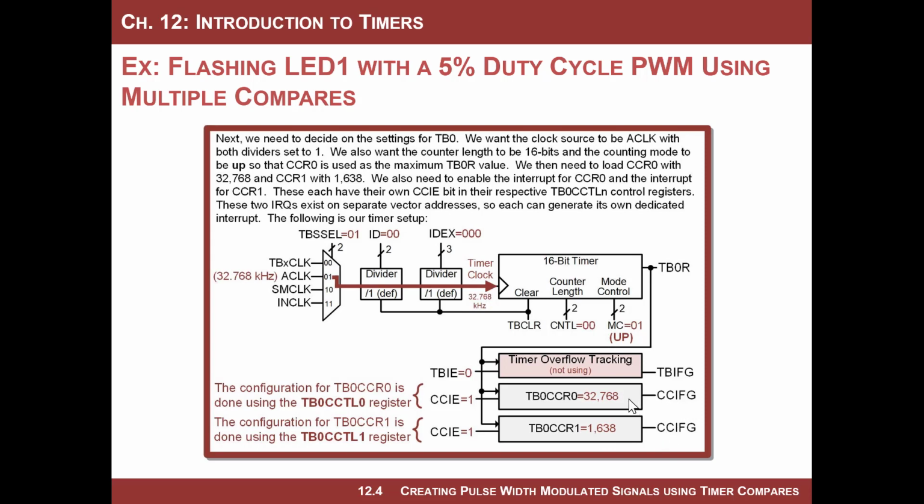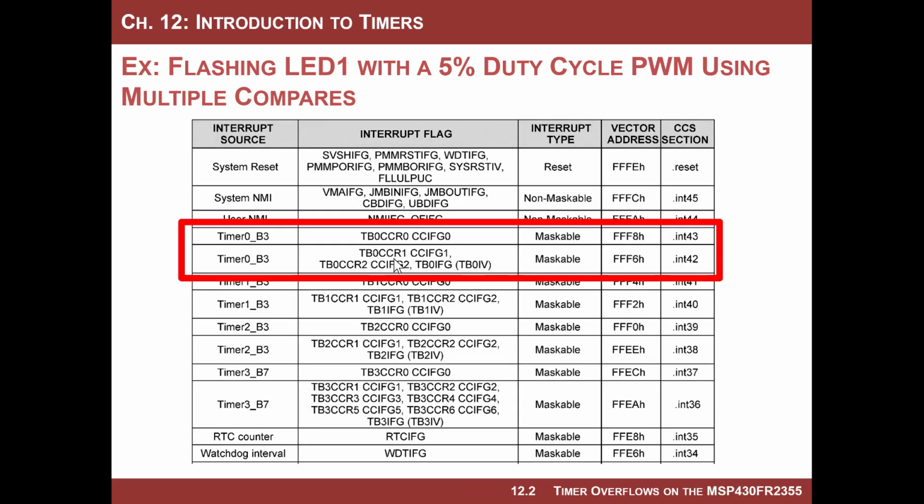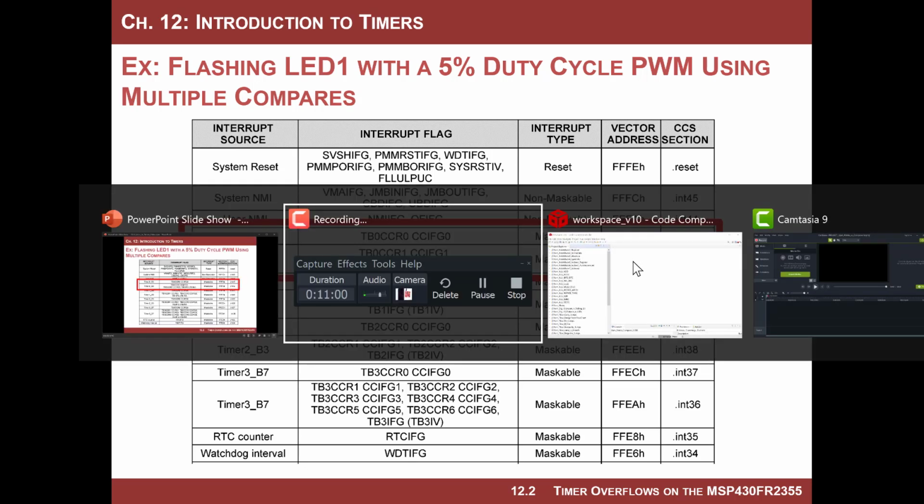And then remember, the interrupt service routine associated with CCR0 is going to set the LED to a 1, and then the interrupt service routine associated with CCR1 is going to set the LED to a 0. Now, where are these interrupts? Luckily, these are 2 totally separate vectors. CCR0 is int43, and that's nice because we get to write 2 interrupt service routines, one for this guy, and a totally separate interrupt service routine for CCR1, which is at int42. So we are about to do a program that has 2 interrupt service routines for the first time.